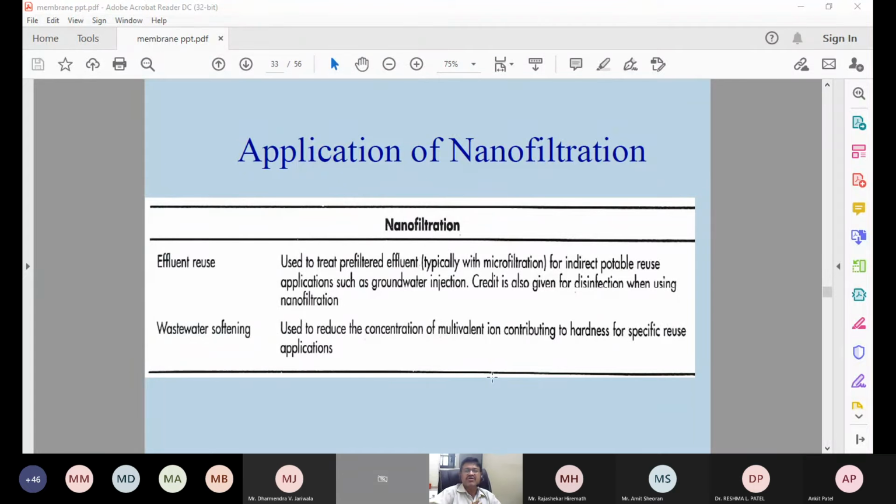Nanofiltration is also used to treat pre-filtered effluent for indirect potable use if you want to have a potable use, and it reduces the hardness. Okay, you know hardness is caused by which ions? Everybody, which type of ions cause the hardness? So multivalent cations. Calcium and magnesium are major ones. Aluminum, iron, and all these contribute, but only a little bit. And it should be multivalent.